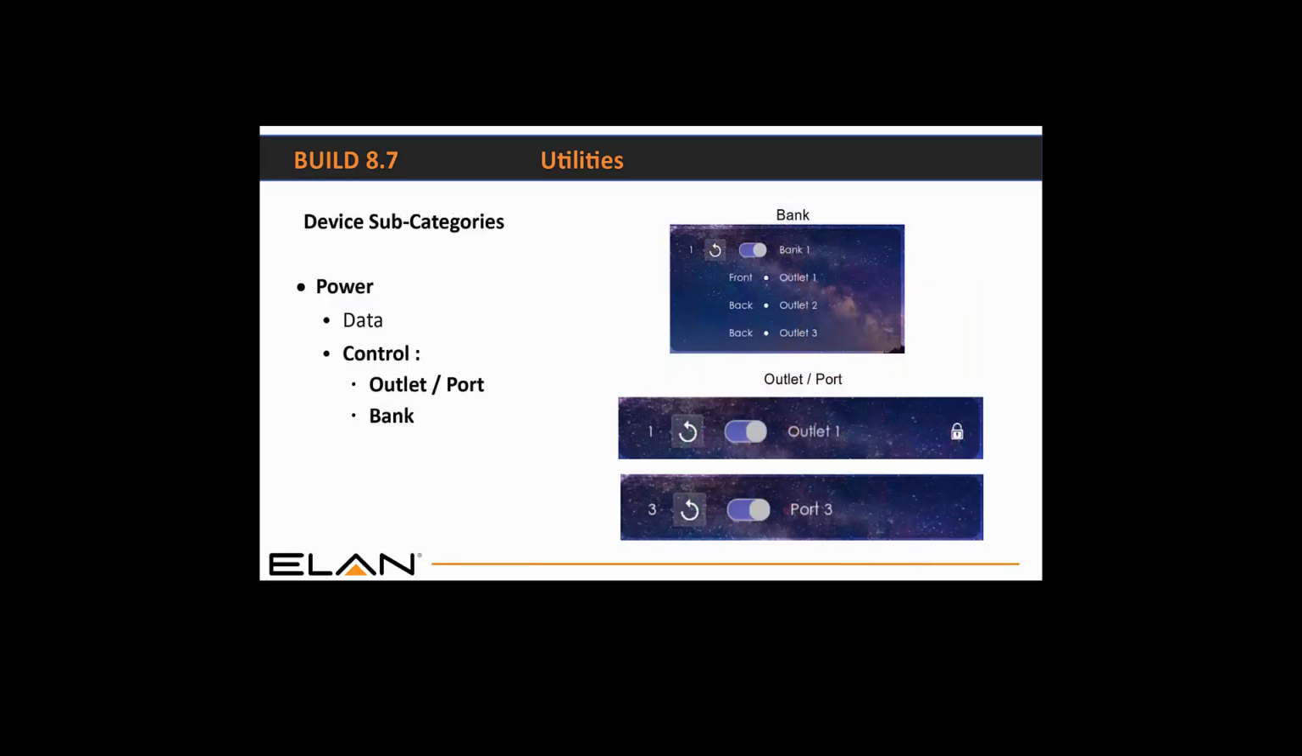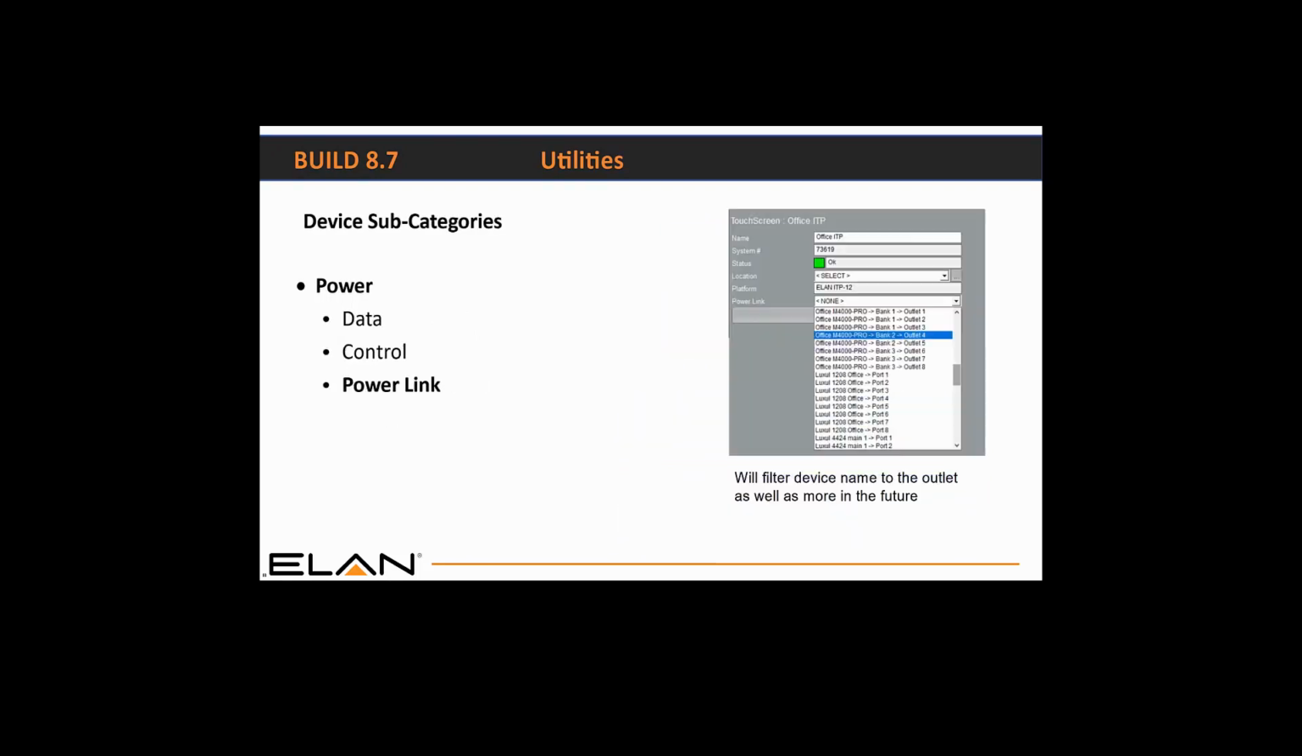Control, so again, outlet or port, if it's a PoE, or banks. Power link. So if you have a power device, we now have a power link dropdown in the configurator. So most devices have this. There's a couple caveats, of course, but some devices, you can now link them so we know that, in this case, the ITP is on this specific port, or whatever that happens to be. And what that'll do is fill in the name for you, and there's stuff that it's also planned to do in the future.